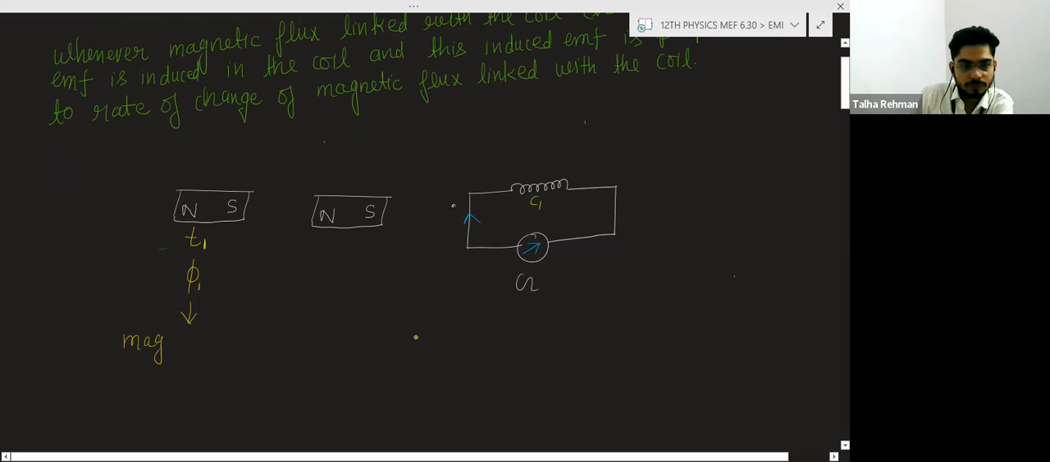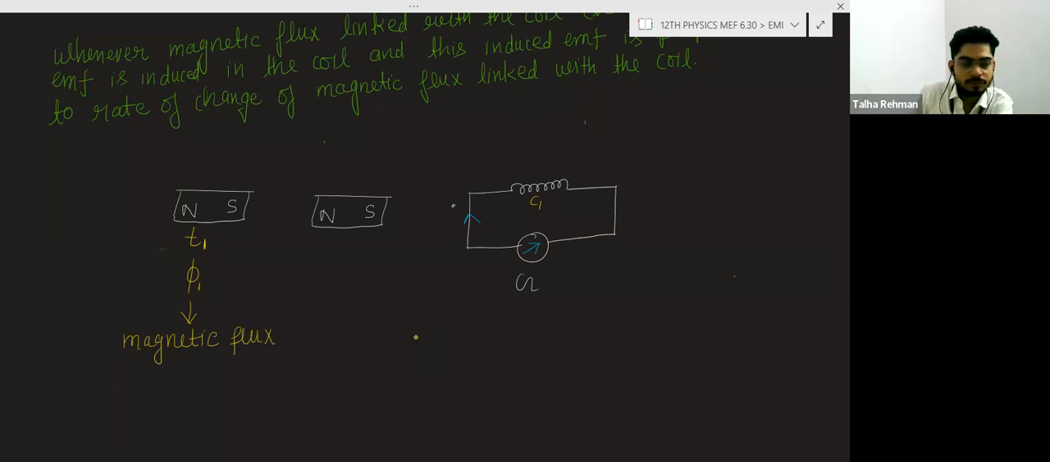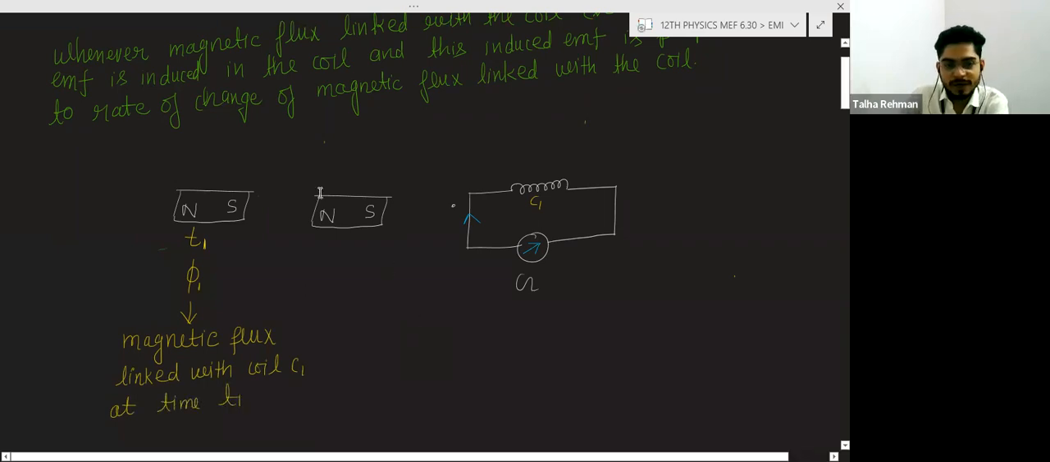BA cos theta. Magnetic flux linked with coil C1 at time t1. Finally, this magnet is moving, and finally this magnet is here now.